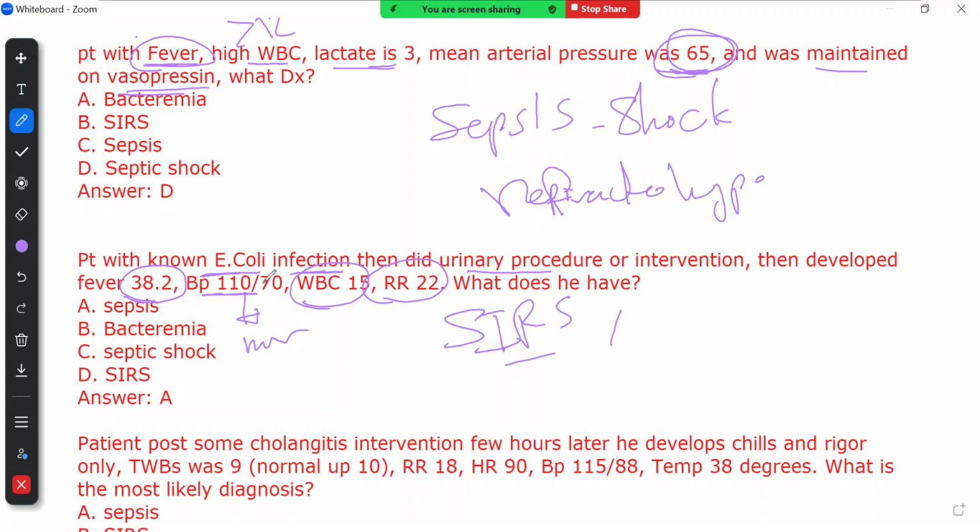is a source of infection. They mention here a source of infection like E. coli, urinary tract infection, empyema, cholecystitis, appendicitis. All of this is a source of infection. So first, what are the SIRS?